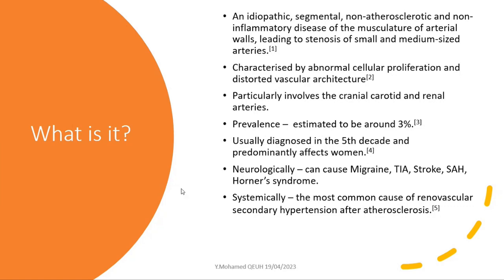And in terms of neurological sequelae, it can cause migraine, TIA, stroke, subarachnoid hemorrhage, and Horner syndrome. In terms of its systemic sequelae, the main thing is hypertension for patients who have involvement of their renal arteries. And outside of renal artery atherosclerosis, it's the second most common cause of renovascular hypertension.